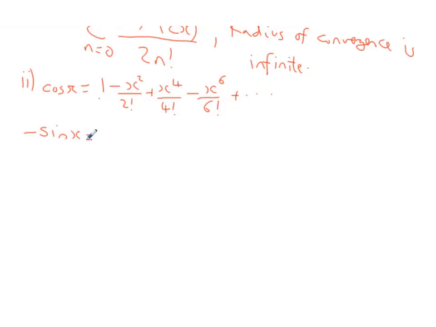So the 1 will disappear. The minus x squared over 2 factorial is going to be 2x over 2 factorial, and it's still going to be a minus sign. The next term, it's all going to be positive, and it's going to be 4x cubed over 4 factorial. And the next term is going to be negative, and it's going to be 6x to the 5 over 6 factorial, and so on.